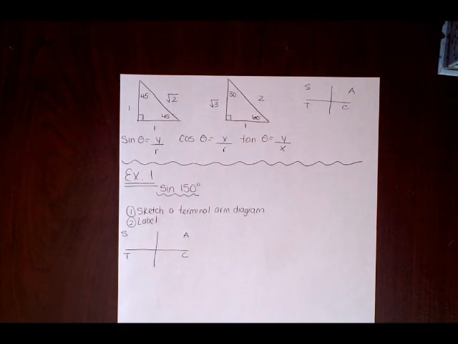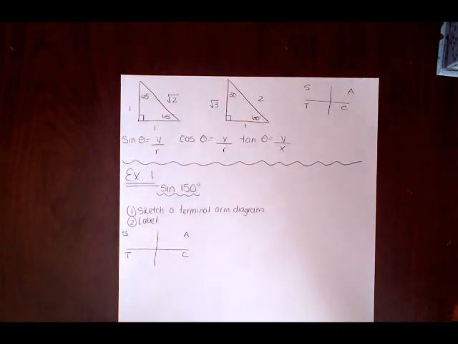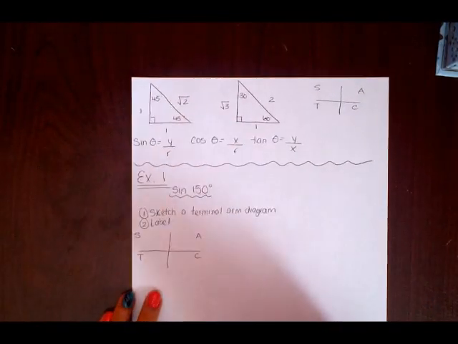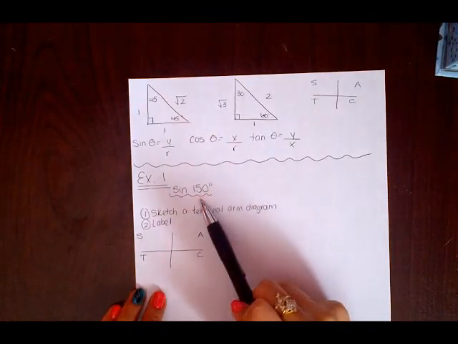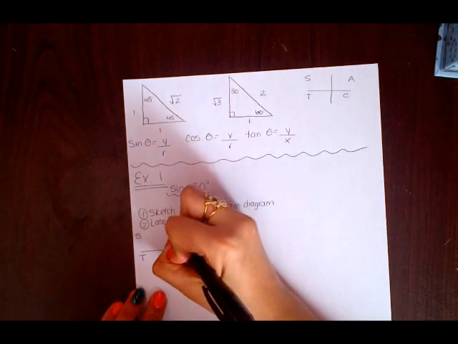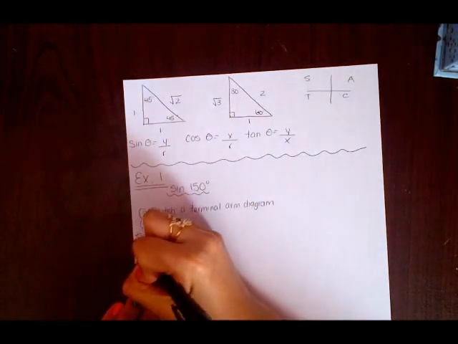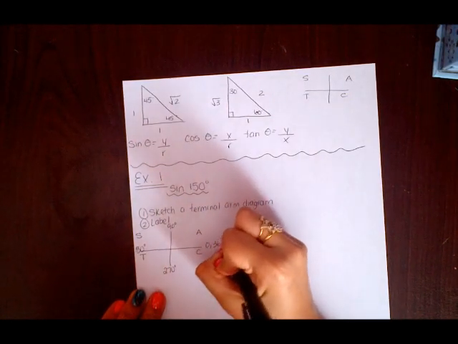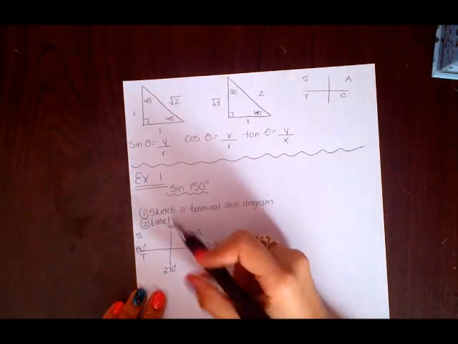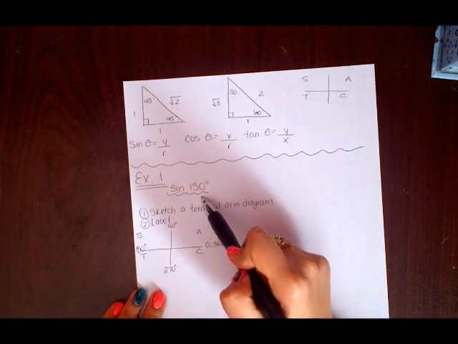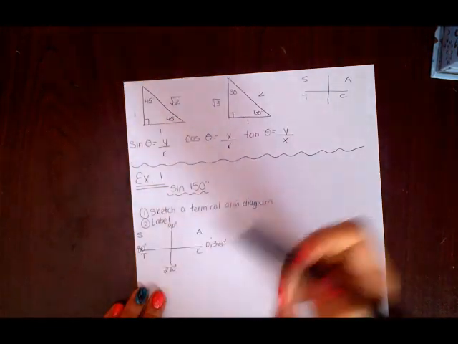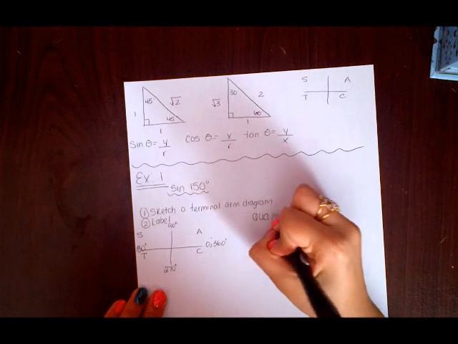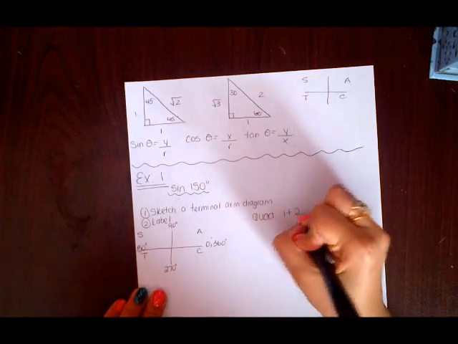Example 1. Determine the exact trig ratio for sine 150 degrees. And to do that, first we need to sketch a terminal arm diagram. We know that 150 degrees is going to be in the second quadrant. And sine 150 degrees is going to be positive in the first quadrant and the second quadrant. So we can write this down. Quadrant 1 and quadrant 2.